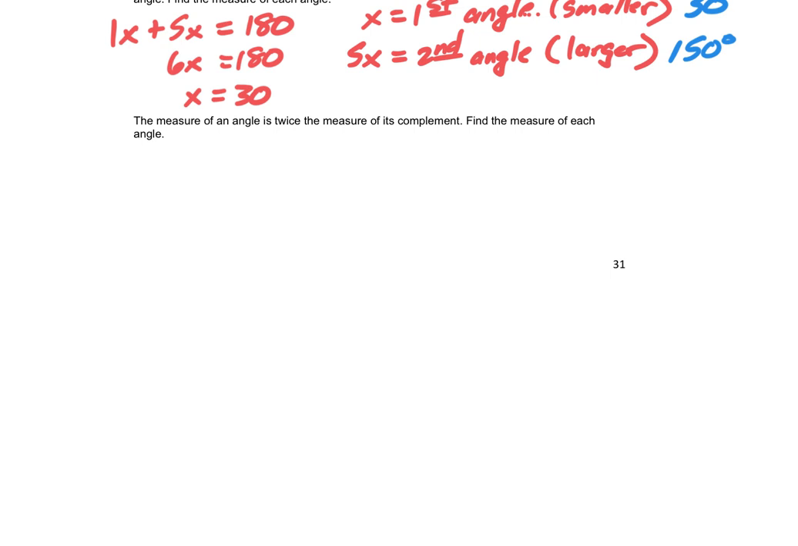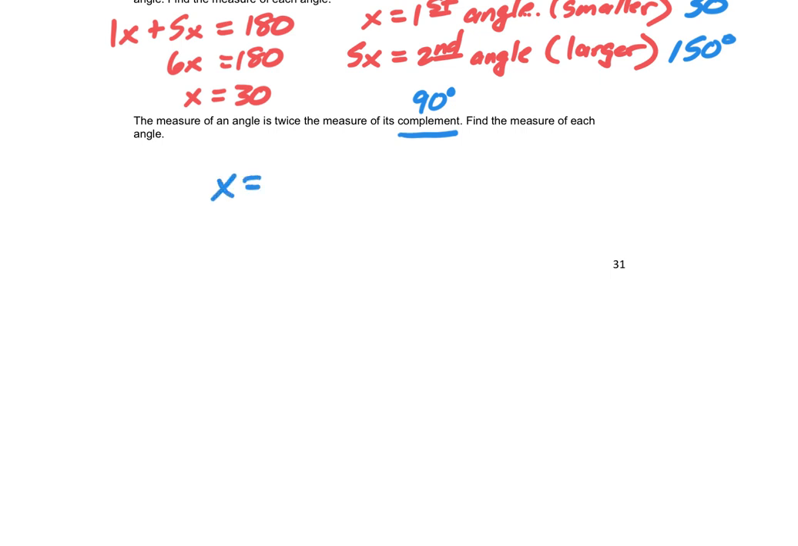All right, let's try this next one. This time we see the word complement. Look for those key words in your problem right away. That would be 90. If I see complement, I know 90. If I see supplement, I know 180. If I see linear pair, I know 180. Keywords are going to be really, really important on our problems today.